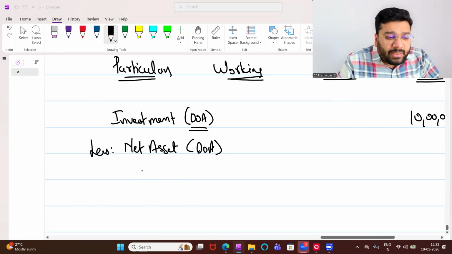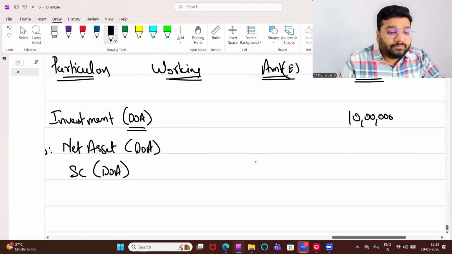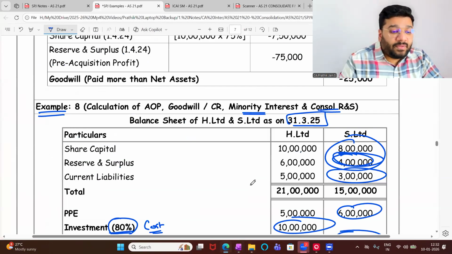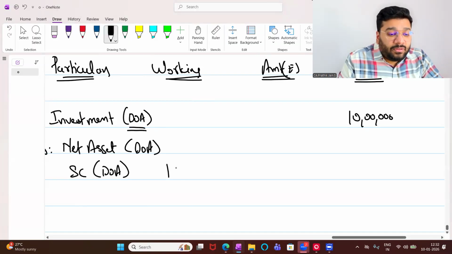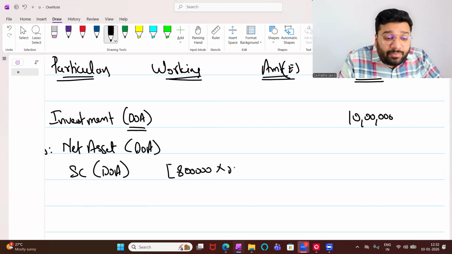One is share capital. Now share capital on what date? Date of acquisition. What is the total share capital of the subsidiary company? 8 lakh. Sir, full 8 lakh will be recorded, sir. No, we have taken 80% of the shares from X. So into 80%, how much is it?